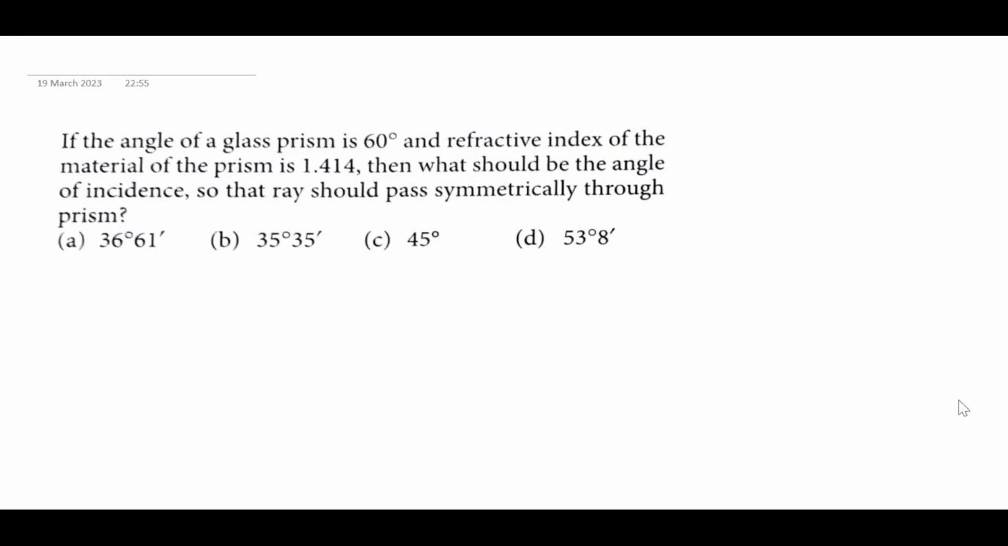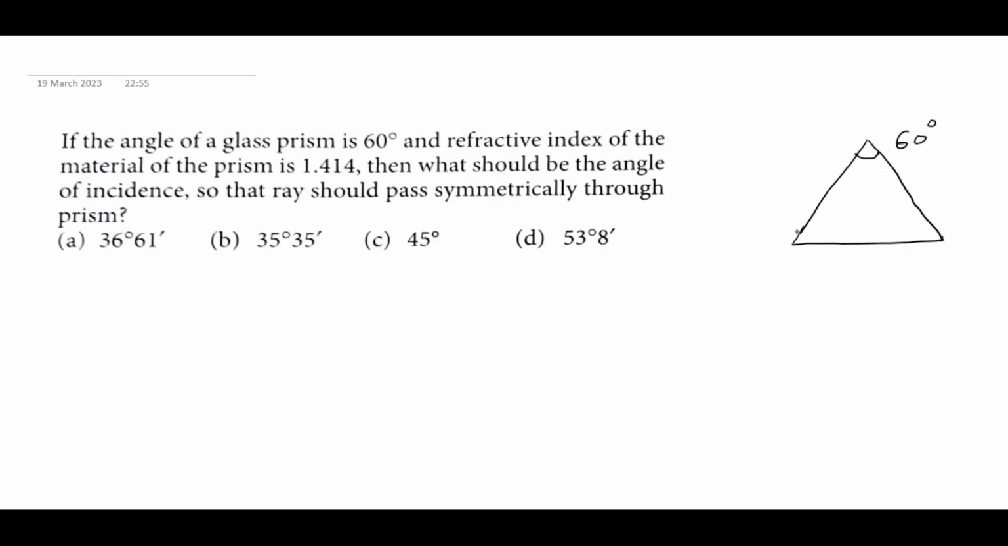So here the problem is, if the angle of a glass prism is 60 degrees and the refractive index of the material of the prism is 1.414, then what should be the angle of incidence so that the ray should pass symmetrically through the prism? Okay, so let us first draw the glass prism. Now this is your glass prism, and here the angle of the prism is given as 60 degrees.